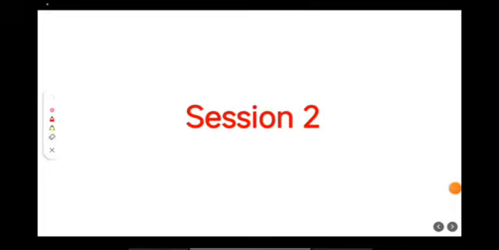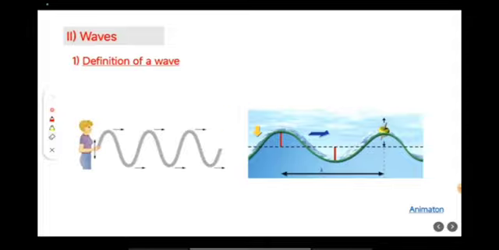Continuing what we have learned before about the periodic and the vibratory motion, we talked about some characteristics of the vibratory motion, which are the amplitude, the frequency, and the period. Today we are going to start with waves.